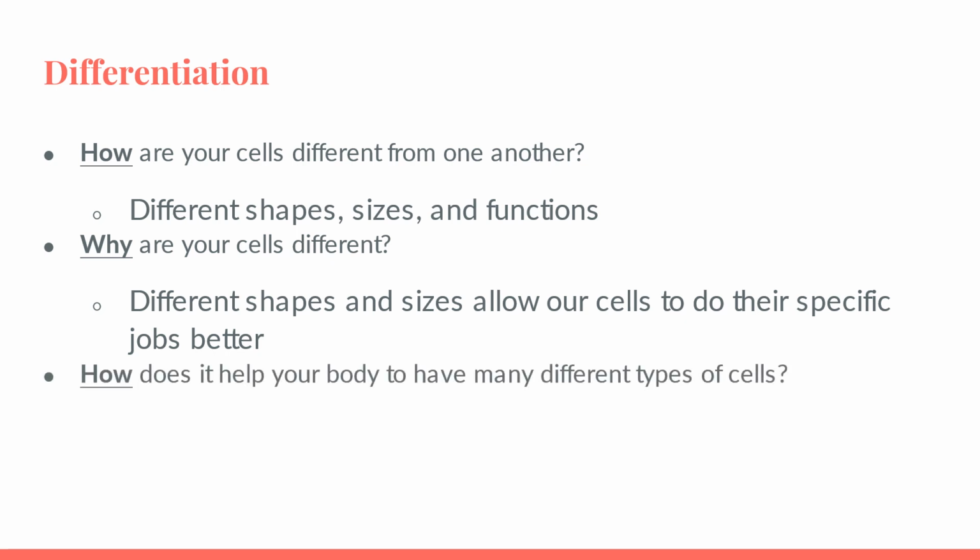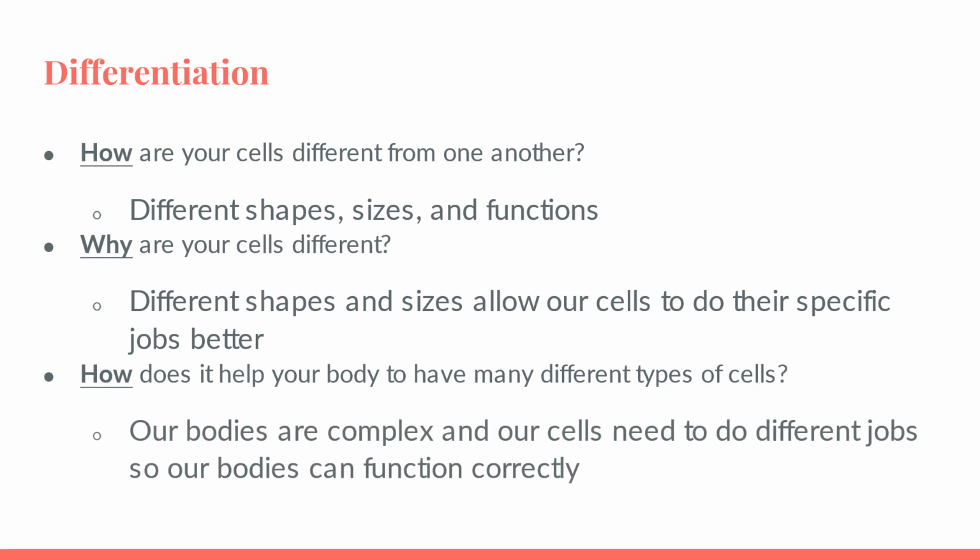Lastly, we need to know, how does it help your body to have different types of cells? Our bodies are very, very complex. So our cells need to be different so that we can do all the different functions in our body. We have so many different organs. We have so many different jobs that those organs are doing. So our cells need to be specific to those jobs. So like your cells in your liver and your cells in your stomach need to be able to do different things so that your body can function correctly.